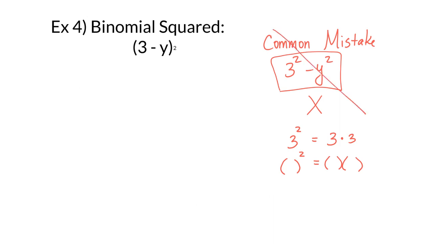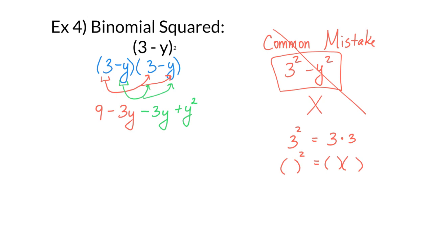So don't do that. When we have a bracket that is squared, what we are saying is 3 minus y times 3 minus y. The whole bracket is squared, so times itself. This is a binomial times a binomial. I take my first term and I distribute. I take my second term and I distribute. Pay attention to the positive and negative signs. The next line should look like this.